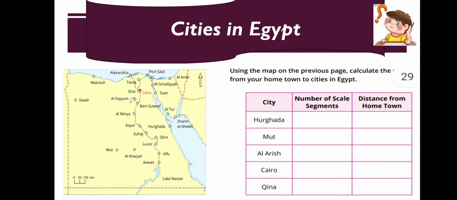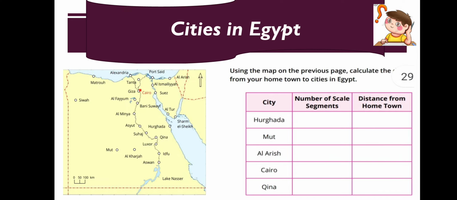Let's start the first part of the lesson about cities in Egypt. In this activity, we will answer the activity in the student book on page 21. Open your book. Using the map on the previous page, calculate the distance from your hometown to cities in Egypt.